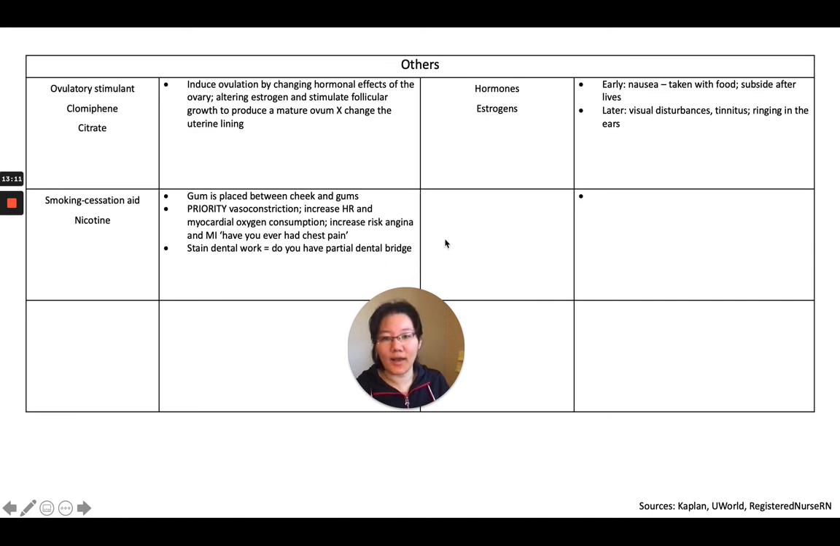And then others. Here is a group that I don't know where they should belong. It's probably just one, like this one. Smoking cessation aid is the drug classification, and nicotine. And then I'll just write down the notes we need to remember.